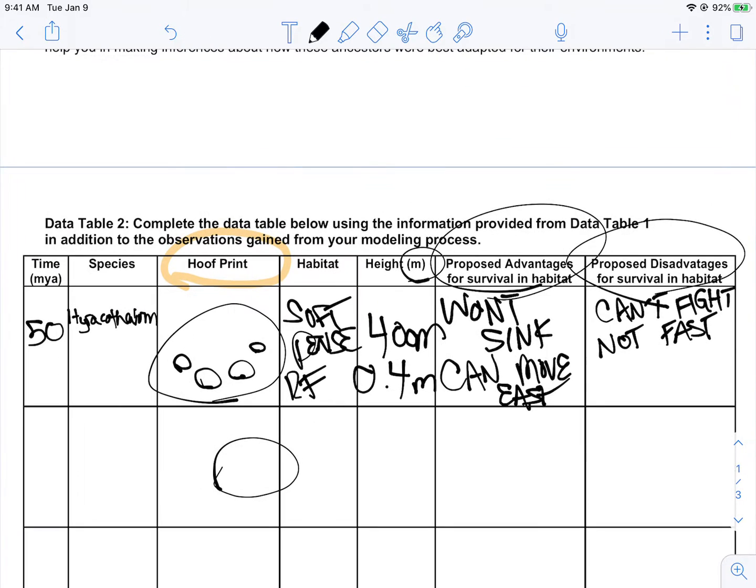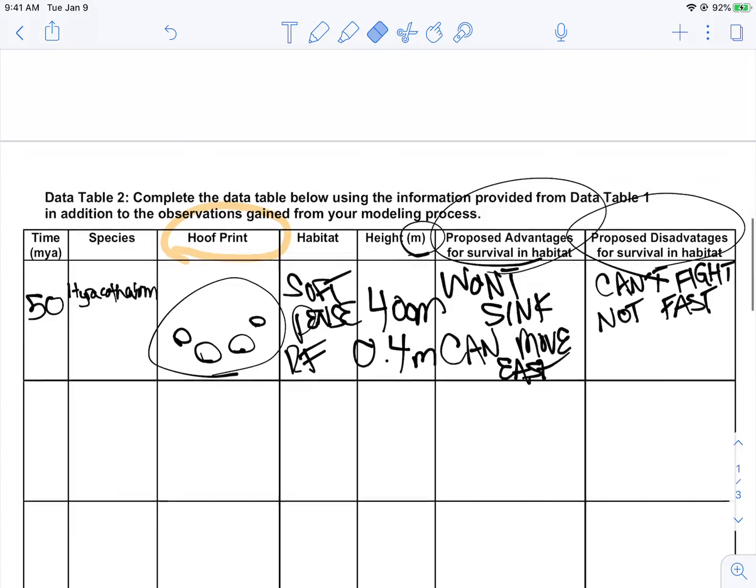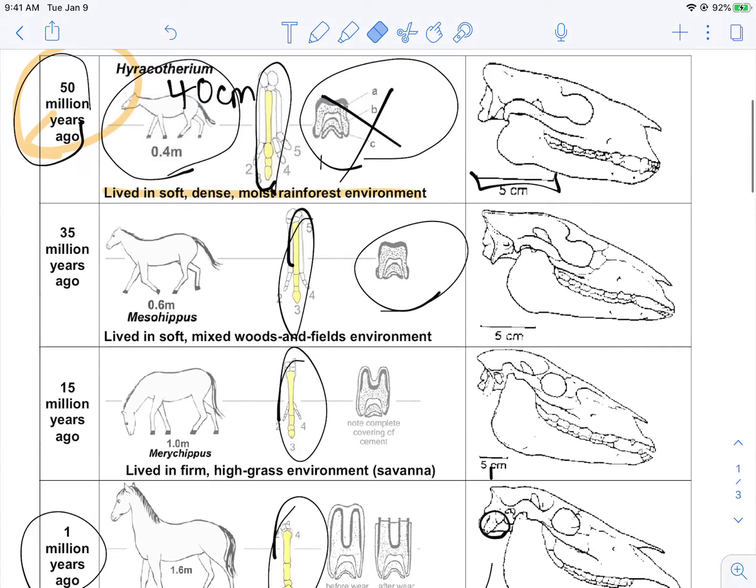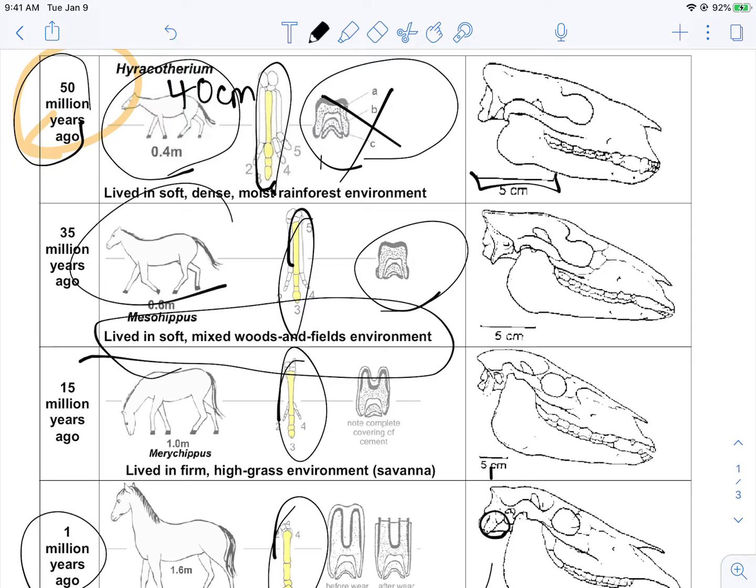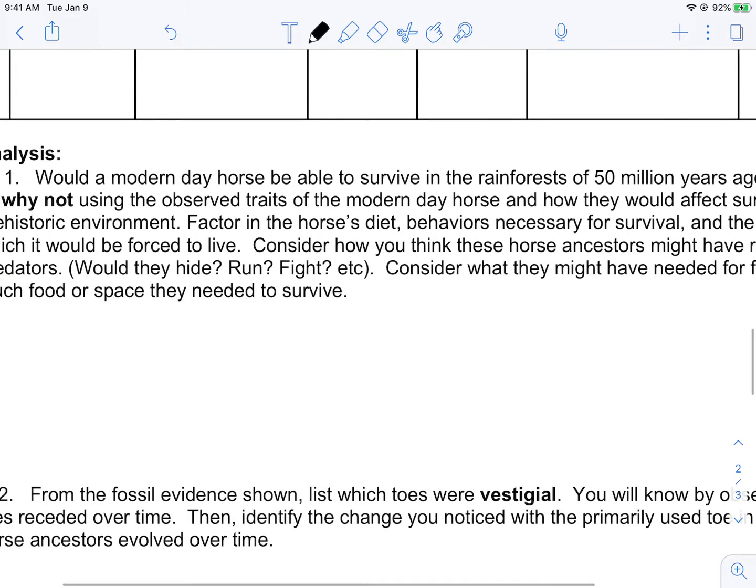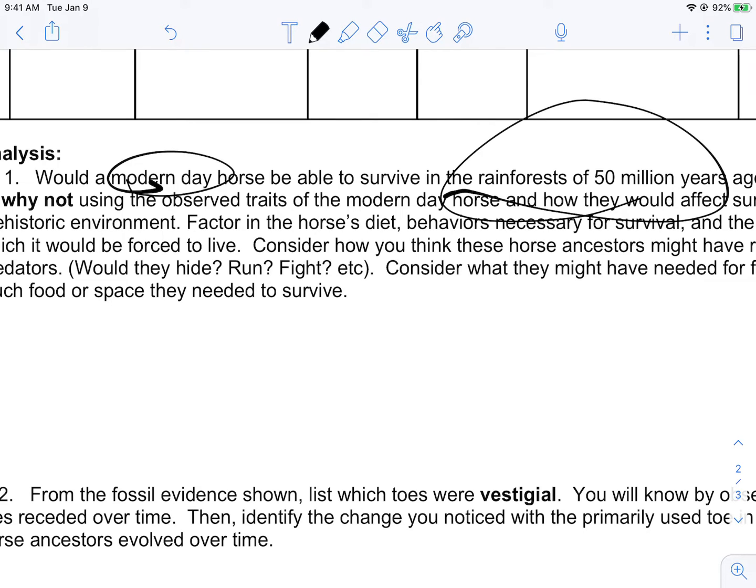All right, so what I want you to do is for the next 3, I want you to look at this data. I want you to mainly focus on what kind of footprint does it have? Where is it living? Okay, how big is it? So we get a little bigger here. And how are these characteristics going to allow it to survive in this habitat? Now, when you're done, you're going to have to come down here and you're going to have to tell me whether or not you think a modern day horse, the one living present day, would be able to survive in the rainforests of 50 million years ago.